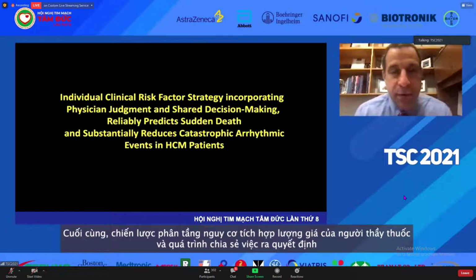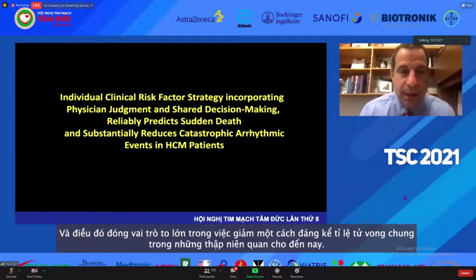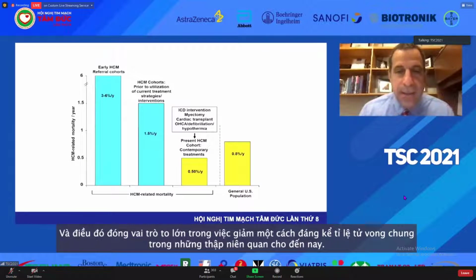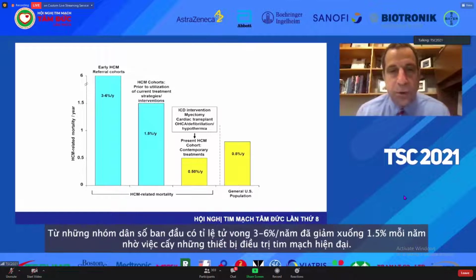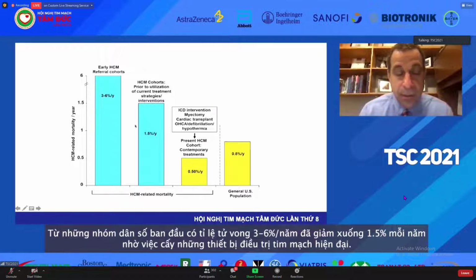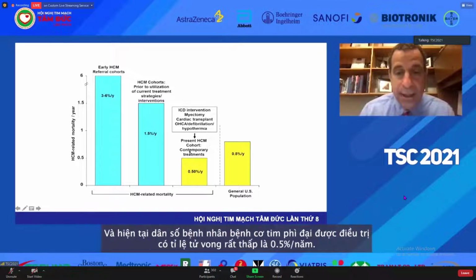So finally, the individual clinical risk factor strategy incorporating physician judgment and shared decision-making reliably predicts sudden death and substantially reduces catastrophic arrhythmic events in HCM patients. And that has resulted in large part in helping to reduce significantly the overall mortality over several decades now in HCM, from early cohorts of mortality rates of 3 to 6% per year, which decreased to 1.5% per year with the emergence of some contemporary cardiovascular treatments, and then current contemporary treated HCM cohorts have a mortality now that is very low, 0.5% per year.